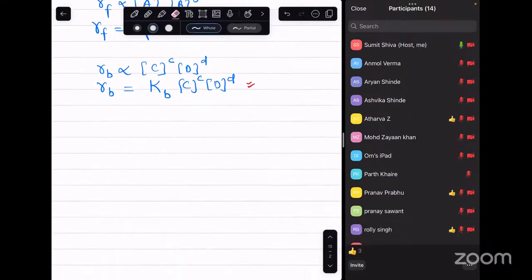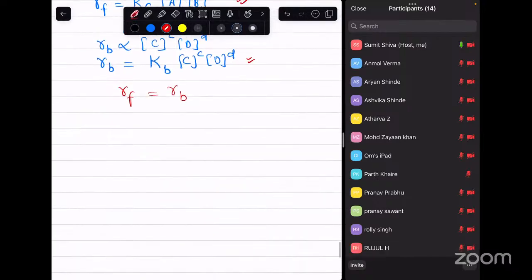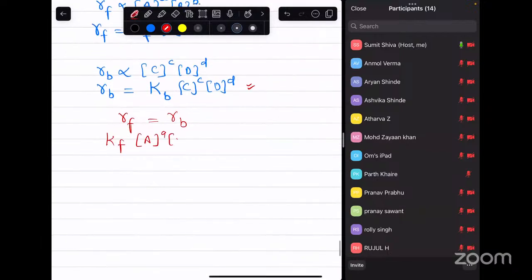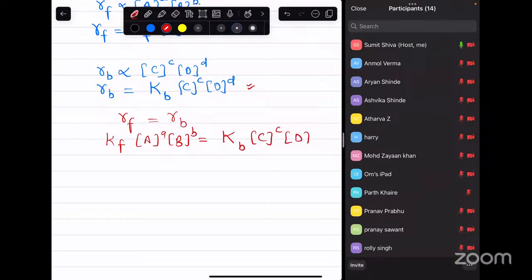Now, if I take the rate of forward reaction equal to the rate of backward reaction, what will be the condition? Rate of forward reaction will be Kf, concentration of A raised to power a and concentration of B raised to power b, which will be equal to Kb, concentration of C raised to power c and concentration of D raised to power d.